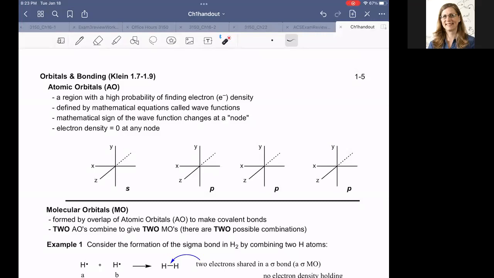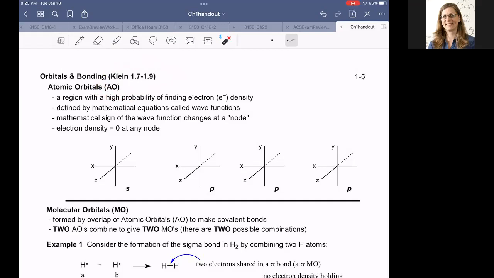So what we're talking about next, we're on page 5 of our skeleton notes, and what I want to talk about is atomic orbitals, molecular orbitals, and how we can use those to describe bonding in organic molecules. So this is in the Klein textbook, sections 7, 8, and 9. That is the reading that you want to do to accompany this lecture.